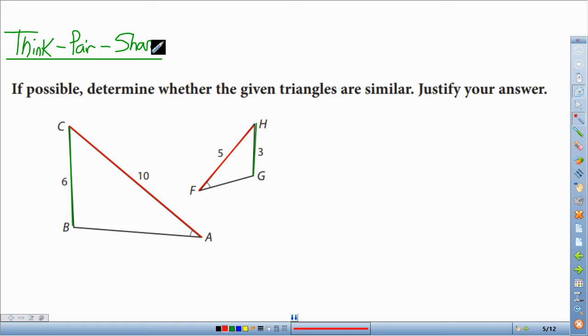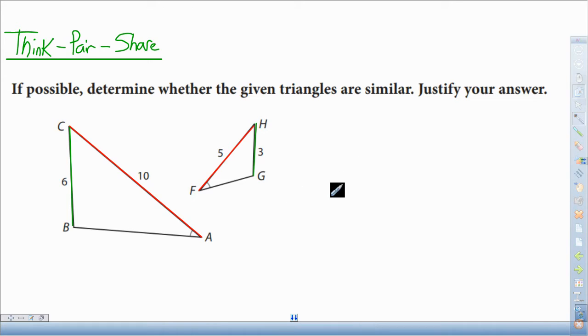So for this next one, I just want you to take a look at this problem and think about it. Here's what it says. If possible, determine whether the given triangles are similar. Justify your answer. So go ahead, take a look at these two triangles. I've highlighted the corresponding sides. If you want to jot this down on your paper, you can. But think about making a ratio of the corresponding sides. It looks like we have a pair of corresponding angles congruent. Is this enough information for us to determine if these triangles are similar? What do you think?